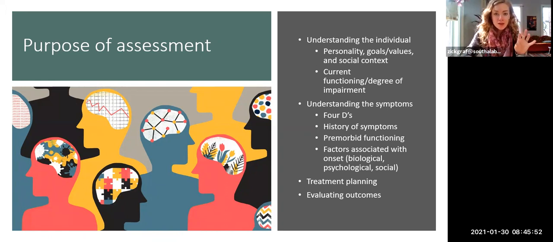Assessment is an information gathering process, and we use that information once we have a sense of who the individual is and what their symptoms are. We use that information to plan treatment, and we use it to evaluate outcomes.